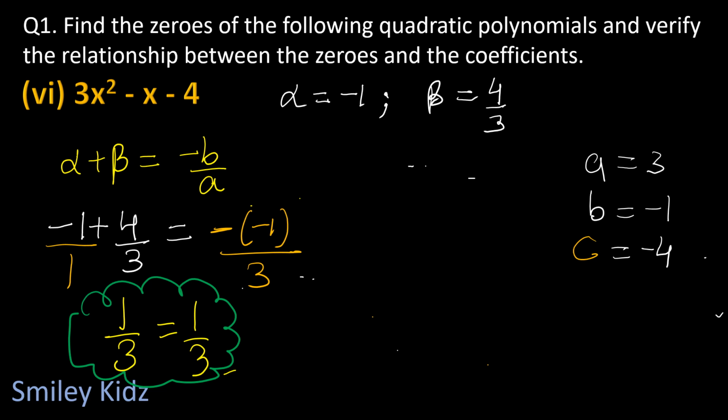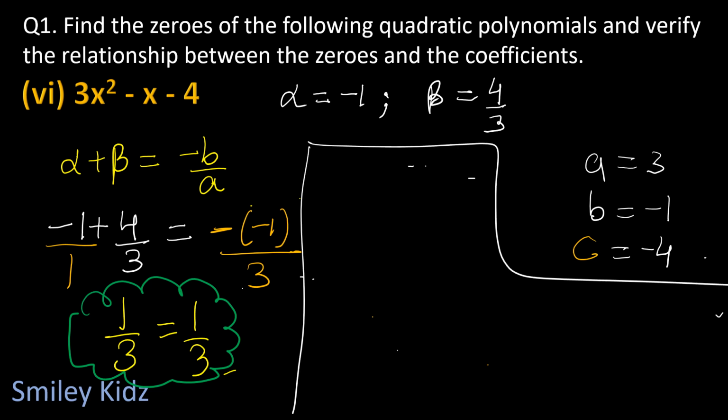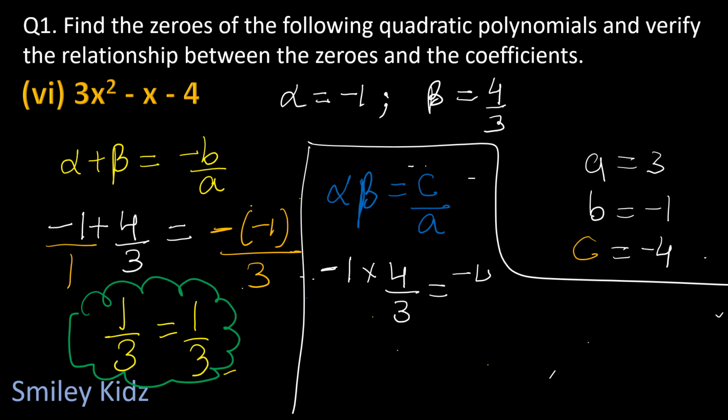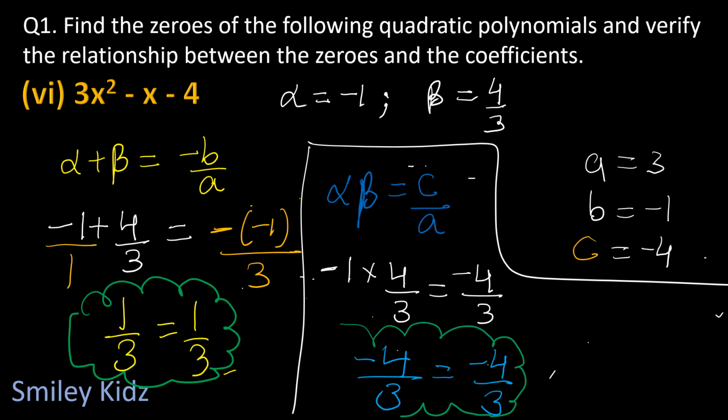Now let's have a look at the product of the zeros and its coefficients. Right, so alpha beta is equal to c by a, that is, the product of zeros is equal to c by a. And we know that alpha is -1 and beta is 4 by 3, which is going to be equal to c by a, which is -4 upon 3. Now, what is -1 times 4? It's nothing but -4. Right, so -4 upon 3 is equal to -4 upon 3. And this is how we have verified the relationship between the product of the zeros and the coefficients. And we are done with the first question.